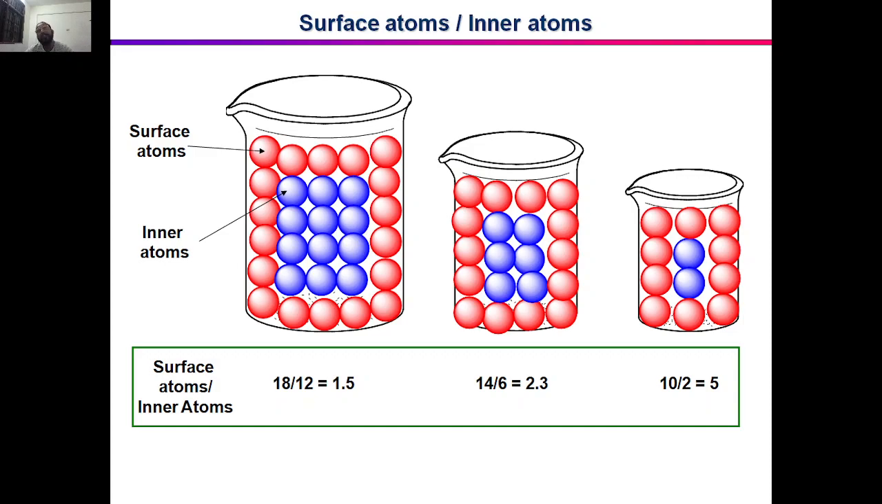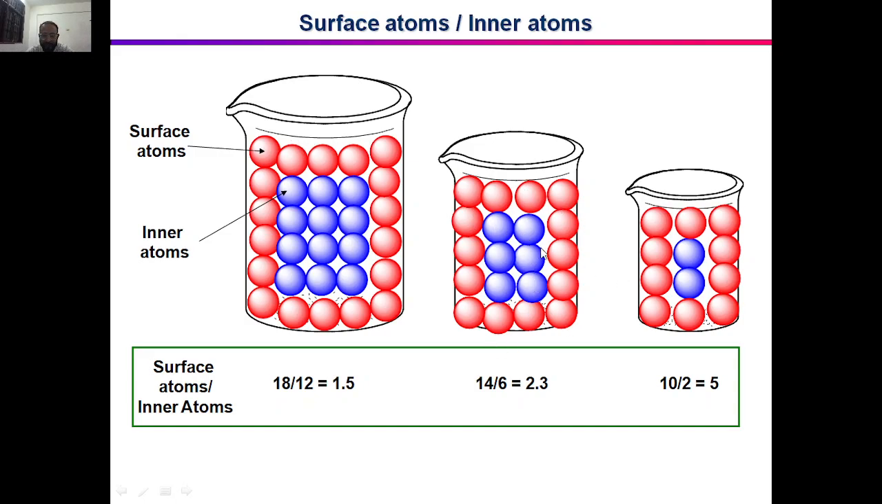If I ask you to prove that nanomaterials have a high surface to volume ratio, this is how we can prove it. Take a beaker which has a bulk structure. For example, imagine there are 18 surface atoms and 12 inner atoms. So here the ratio is 1.5. Now I reduce it to some extent. Now the surface atoms are 14. Obviously atoms will not be just 14, it will be a huge number. I am just giving you an example. So now it is reduced to 14 outer atoms and 6 inner atoms.